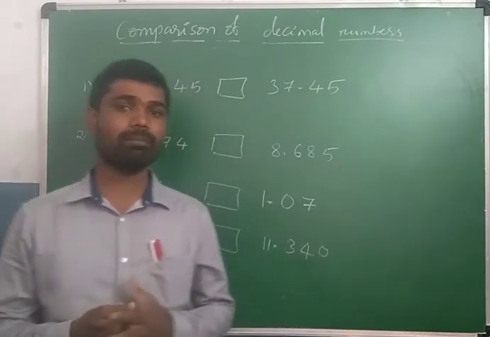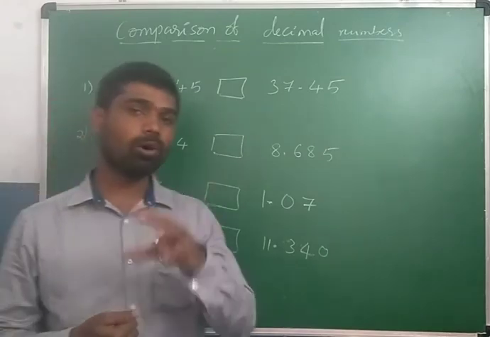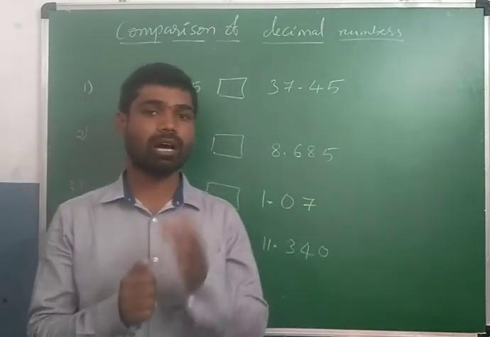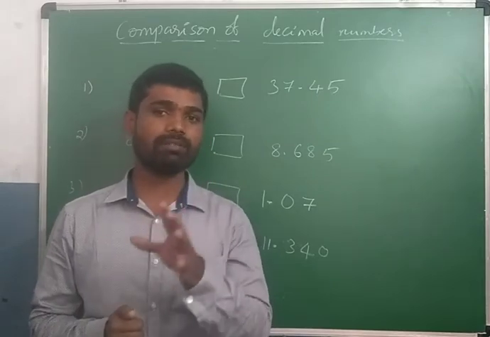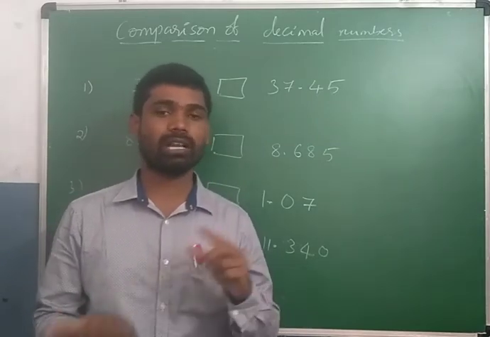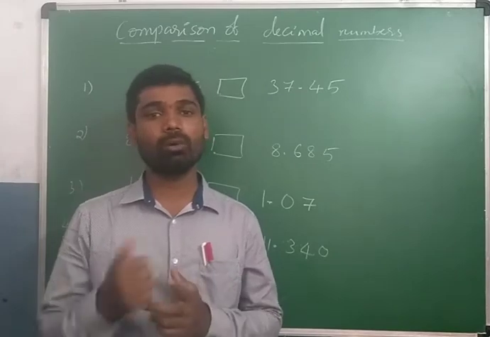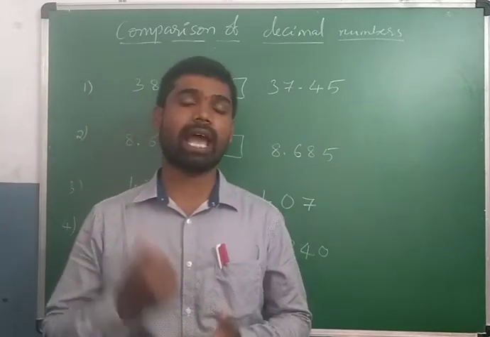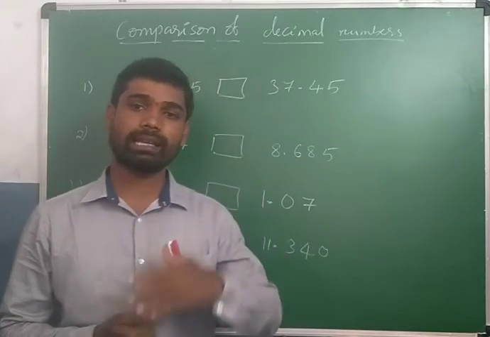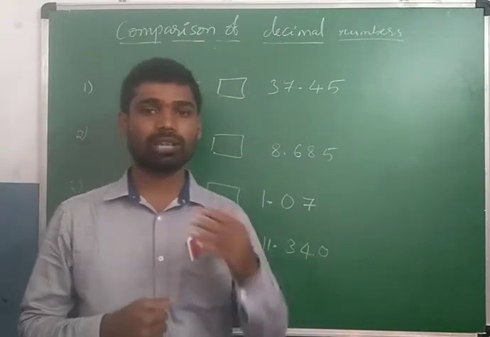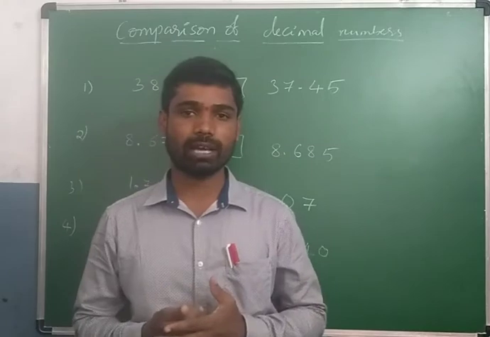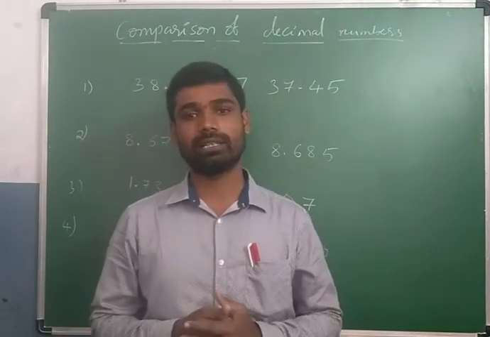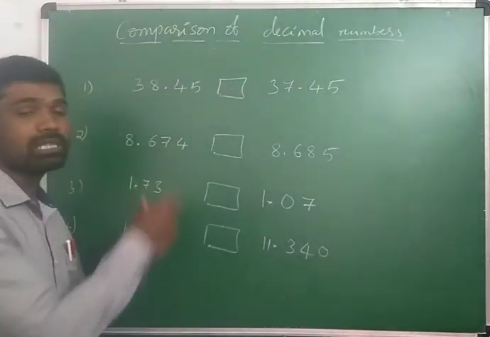In a decimal number, we already know that we have a whole number part and a decimal part. First, let us observe the whole number part. By observing the whole number part, whichever is smaller or greater, we can say. In case the whole number part is not given, and only the decimal part is given, then we have to observe the decimal places like tenths, hundredths, thousandths, and whichever is greater, we can say that is the greatest number compared to the other. See, a few examples are given here.